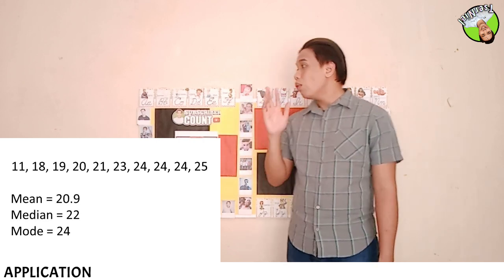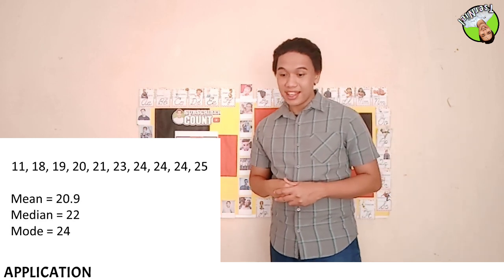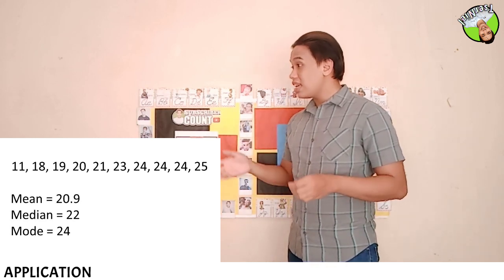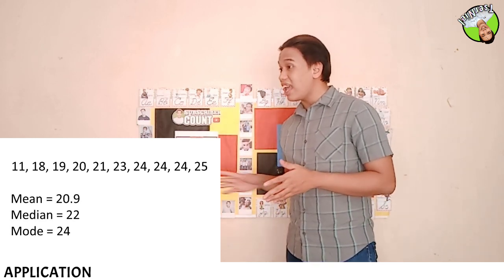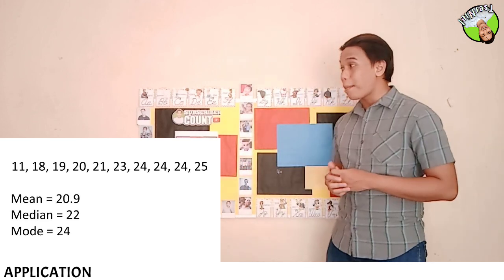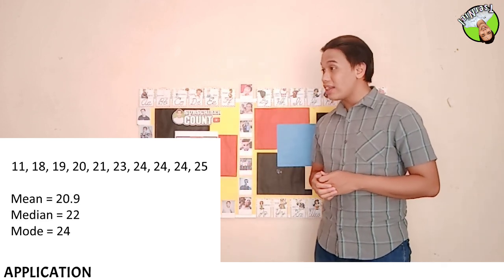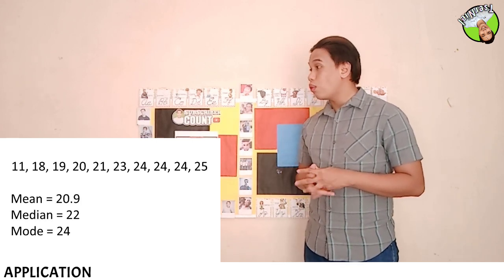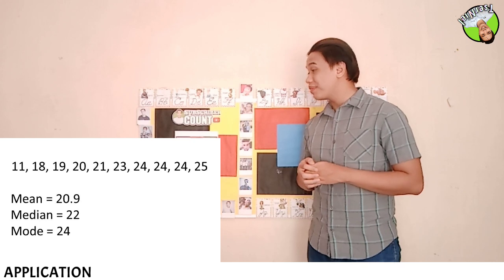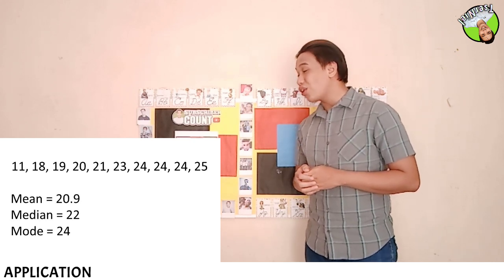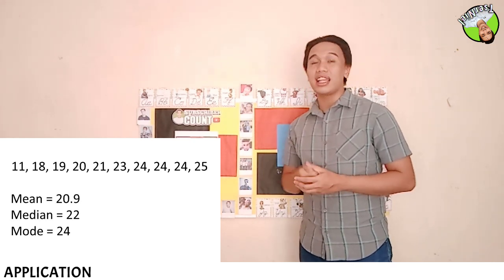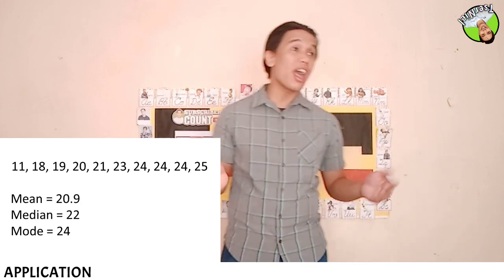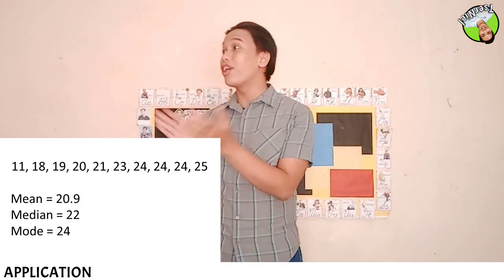Yes. Now, what is the mean in the data? It is 20 and 9 tenths. Very good. Now, what is the median? 22. And what is the mode? 24. What is 24 as a mode? It is also called unimodal. Let us give group 2 5 claps as well. 1, 2, 3, 4, 5.